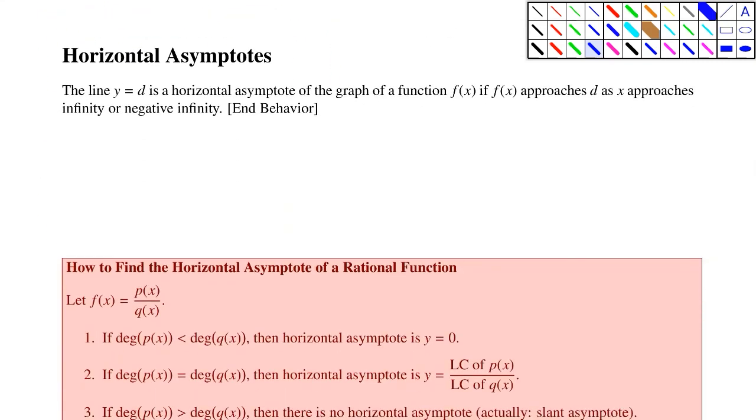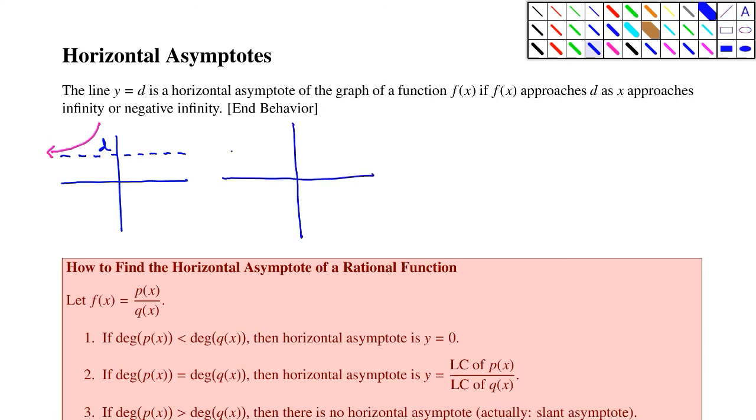Another type of asymptote is the horizontal asymptote. The line y equals d is a horizontal asymptote of the graph of a function f of x if f of x approaches d as x approaches positive infinity or negative infinity. So just like before when we had these graphs here, we could say that d is a horizontal asymptote if the function comes closer to the line as we move toward negative infinity, or as the graph moves closer to that line, positive infinity.